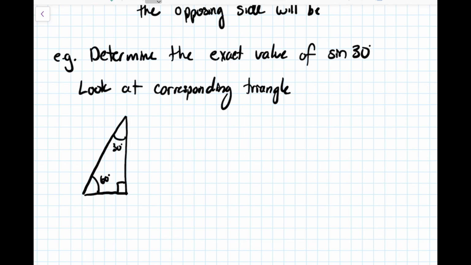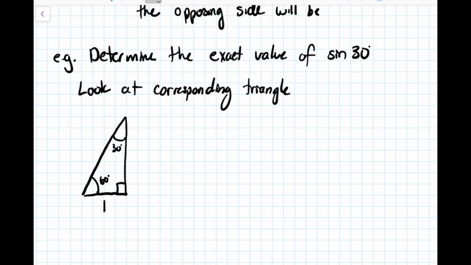And so if we're labeling our sides, remember, across from the smallest angle, we get our smallest side. So the 1 has to go down here. Our 2 is our hypotenuse, and then our root 3 is the remaining side. So sine is just, well, SOHCAHTOA. Sine is opposite over hypotenuse.